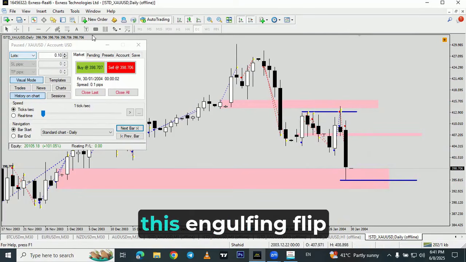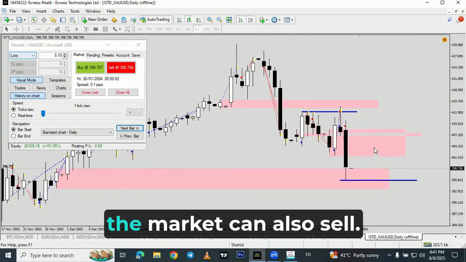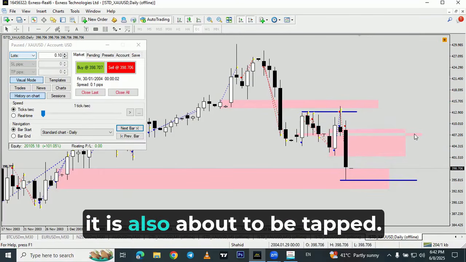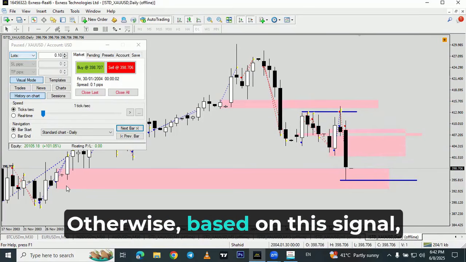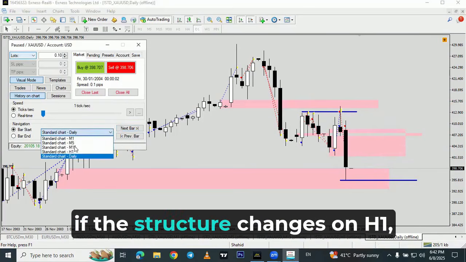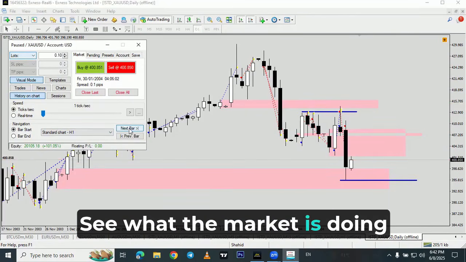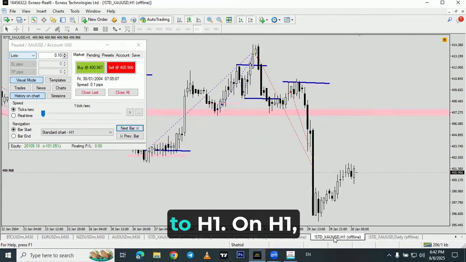If you see here, this engulfing flip is also used. If the market opens and taps it, the market can also sell. And if you look at the small zone above, it is also about to be tapped. All right, these are two situations. Otherwise, based on this signal, if the structure changes on H1, we will sell it. Now let's go to the time. See what the market is doing here. It is tapping in its zone and we will go straight to H1.